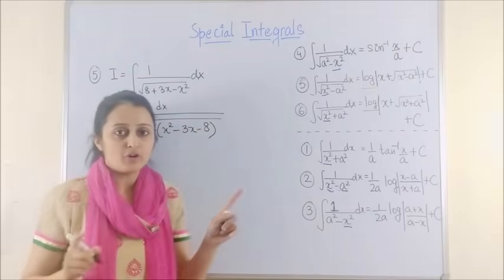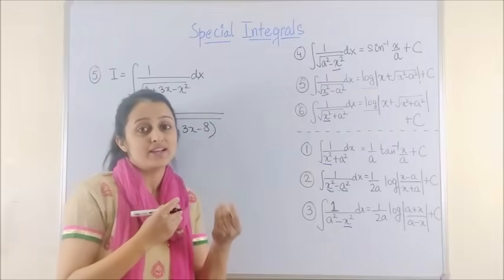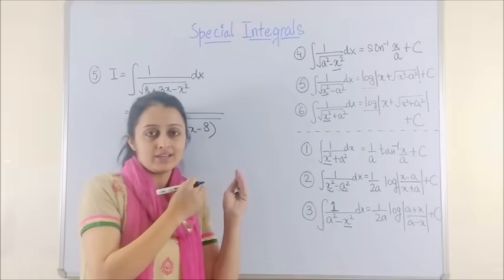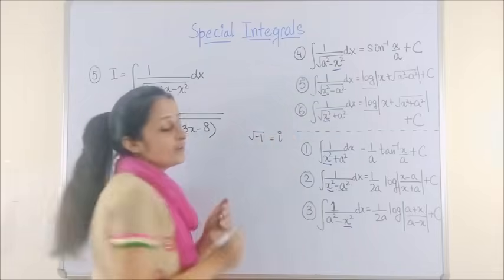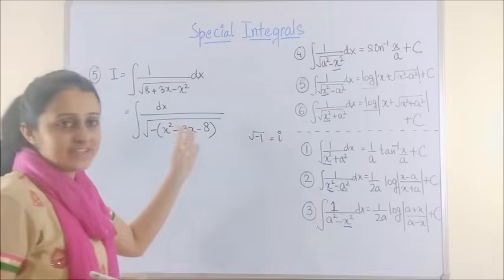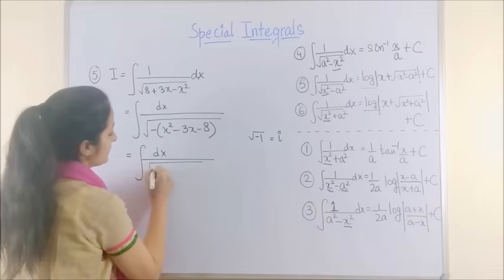Now one word of caution. We are taking this minus sign common inside the square root sign only and not taking it out, because we all know square root of minus 1 is iota. So we cannot take it out. We'll just keep it inside and complete the square.